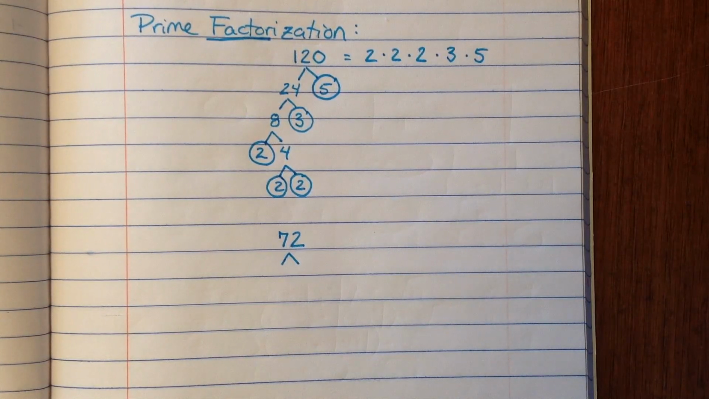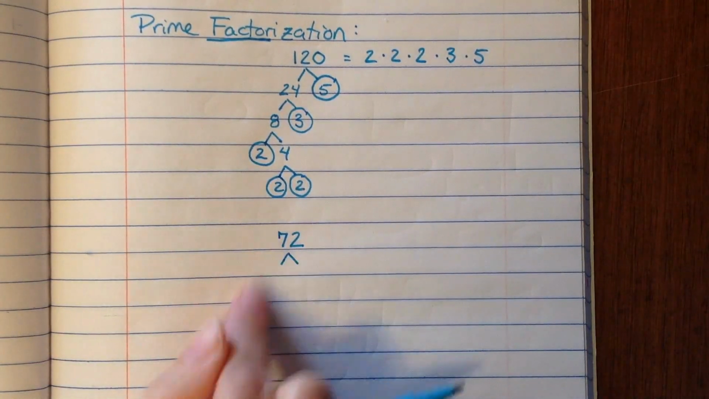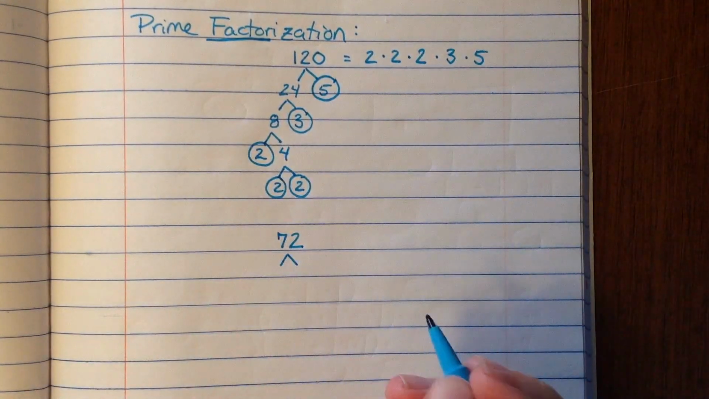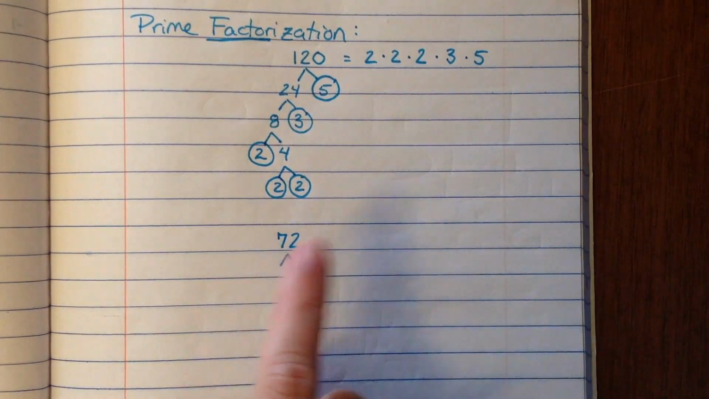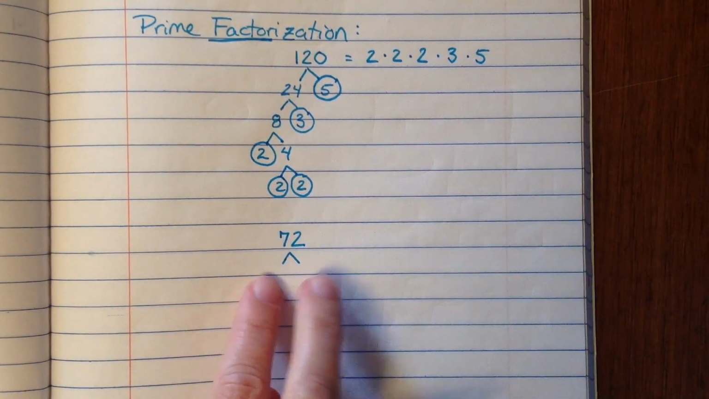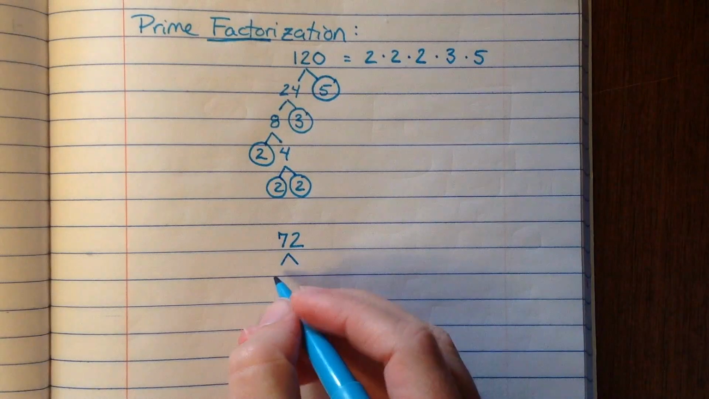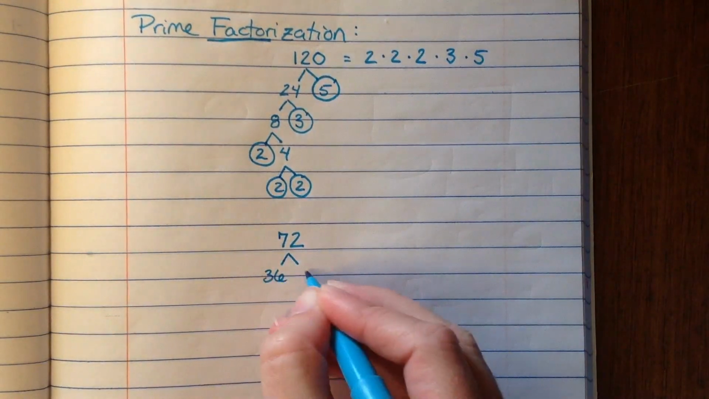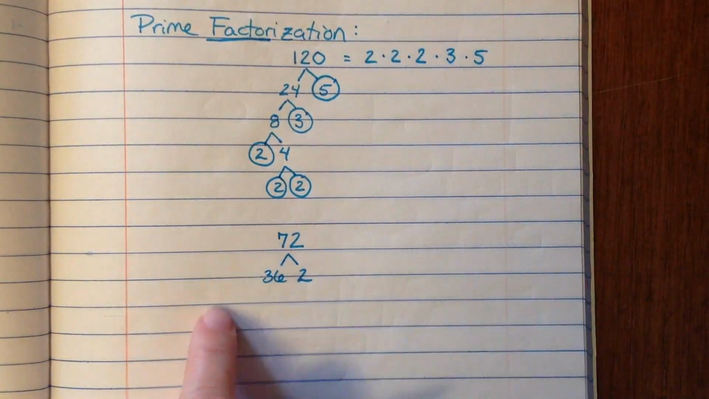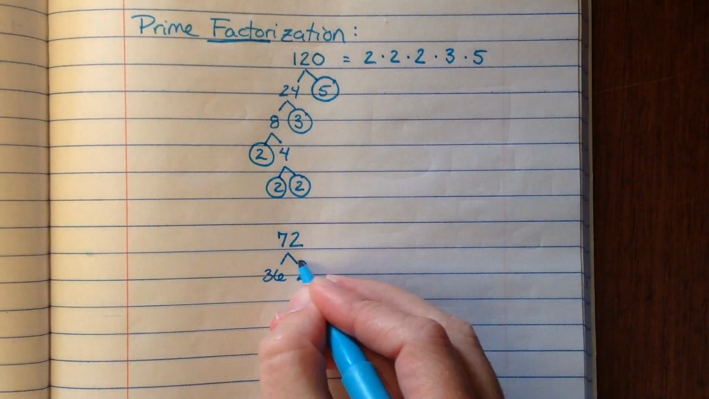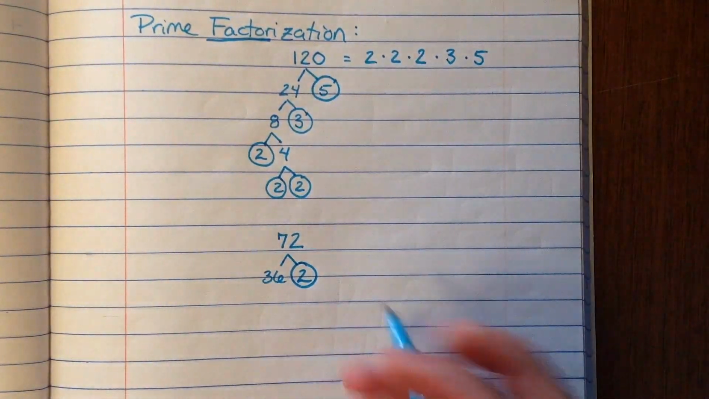So I hope you took time to pause the video. And again, your answer may look a little different from mine as far as the factors you chose, but our final answer should be the same. So for 72, lots of things will multiply together to get 72. I'm actually going to choose 36 and 2. You might have chosen other numbers here. I'm going to circle 2 because 2 is prime.